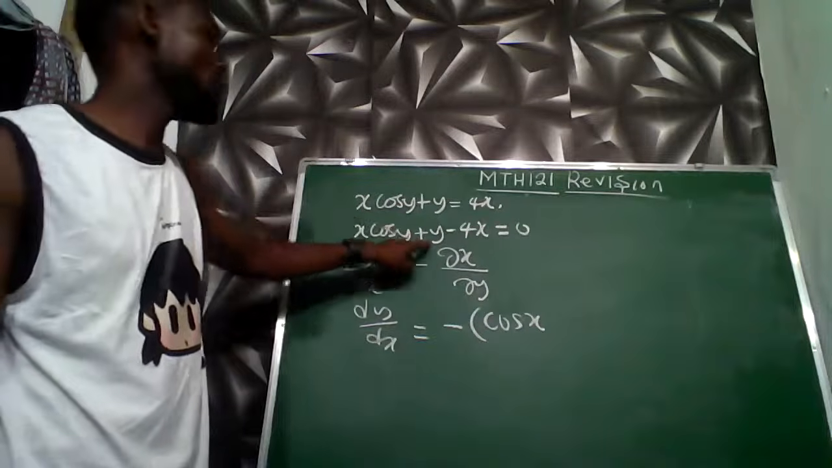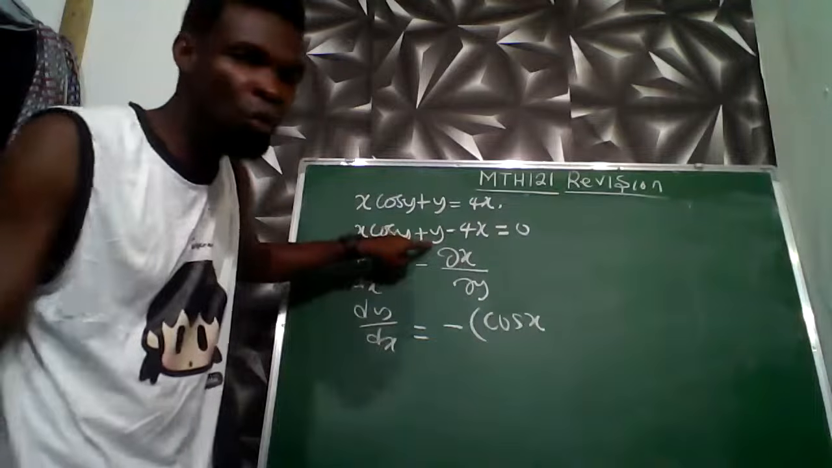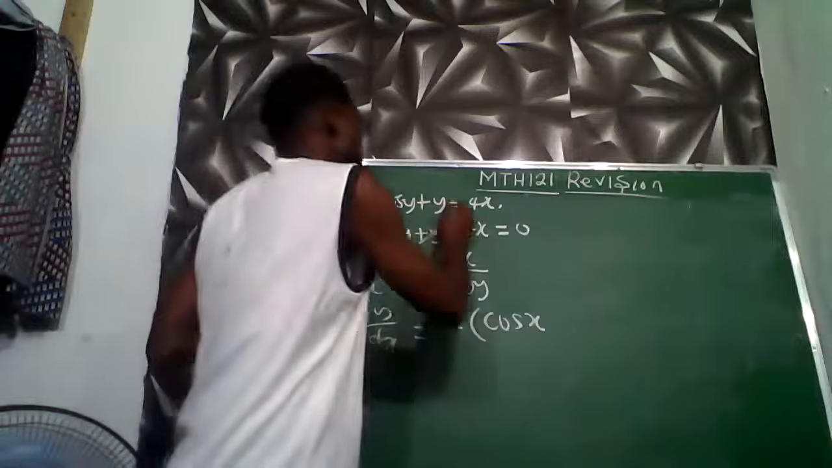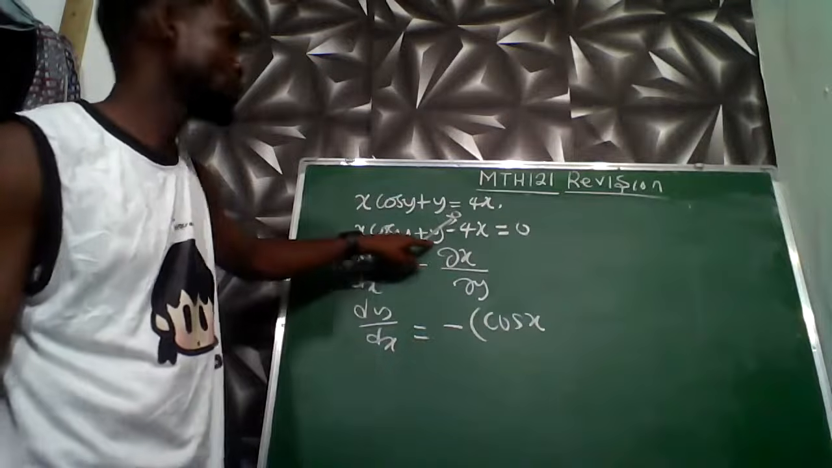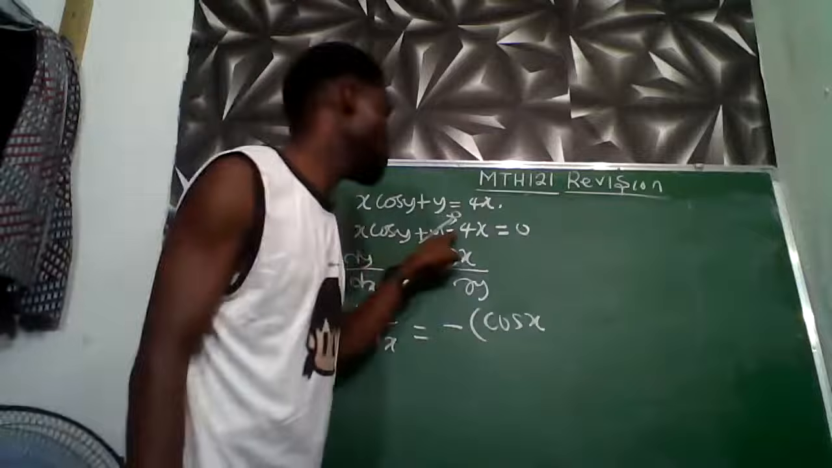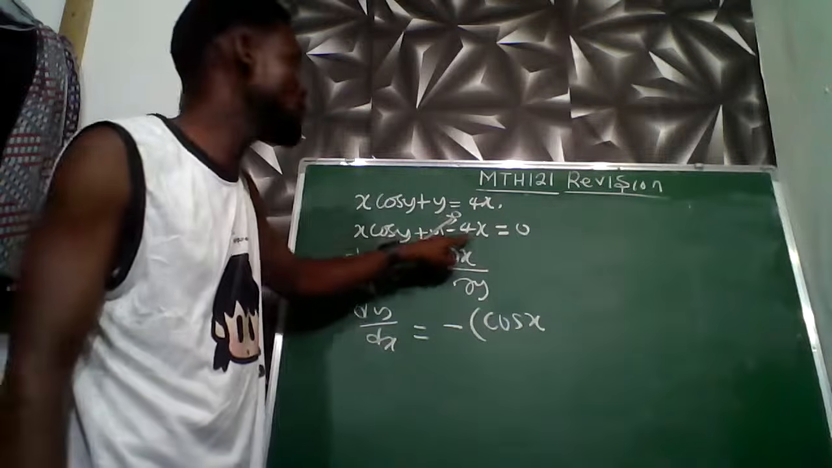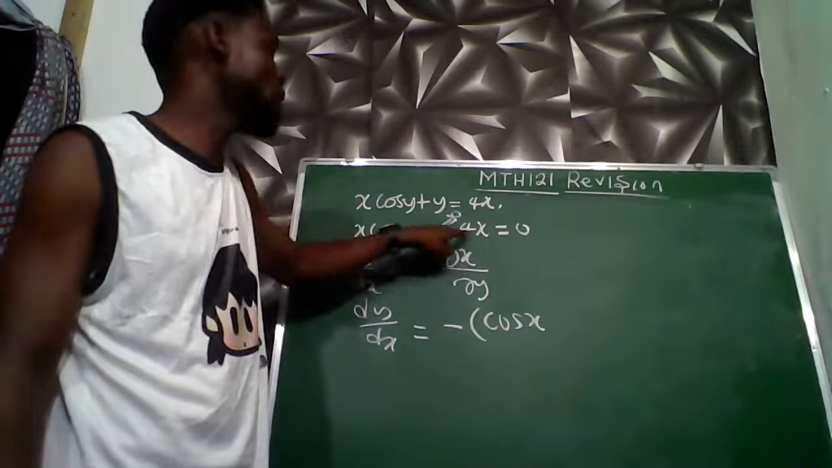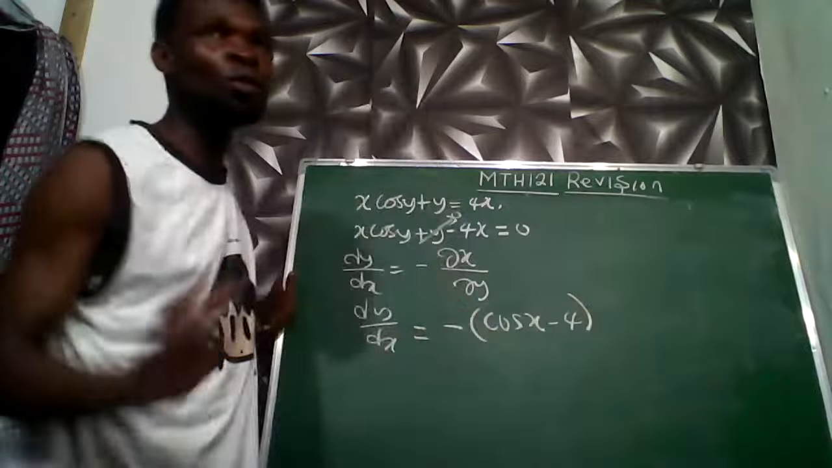Don't forget we are differentiating with respect to x. Do we have x here? No. Automatically, this one is 0, since there is no x there. We move on to the next one. Do we have x here? Yes. So what's the derivative of x? 1. 1 times minus 4 is minus 4. So we are done with that.